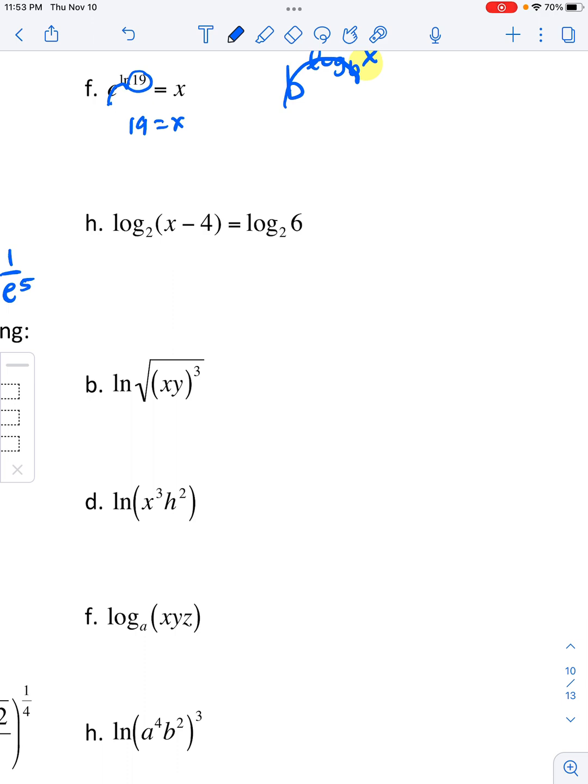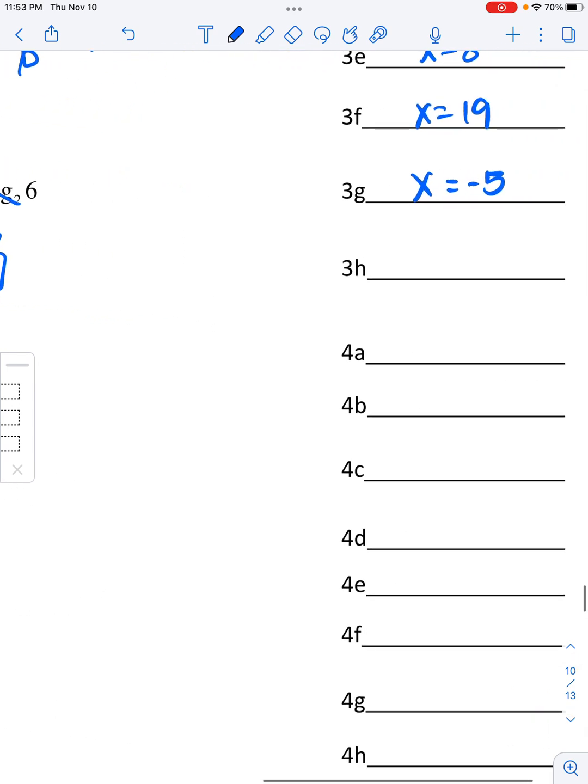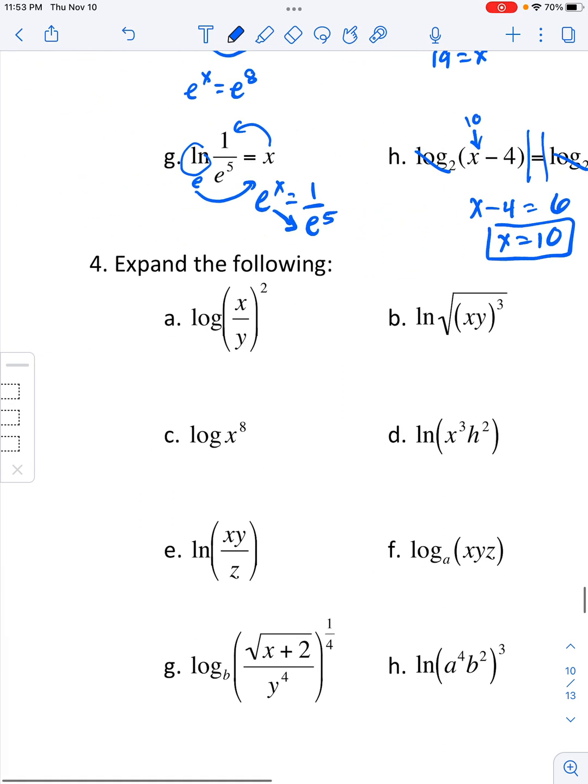Here I have logs on both sides. I just kind of check, like, is there only one on each? Yes, log. They're always going to be the same base, so I can cancel those out. And then this becomes a pretty straightforward question. So I get a value of 10. Plugging a 10 in there, 10 minus 4 is a positive number. So that's going to be a viable solution for that. If it forced me to take the log of a negative, then it wouldn't be.